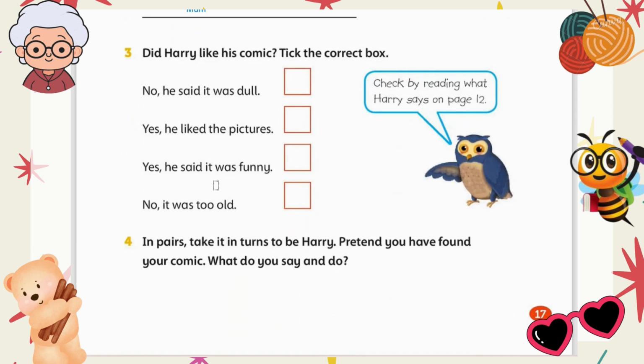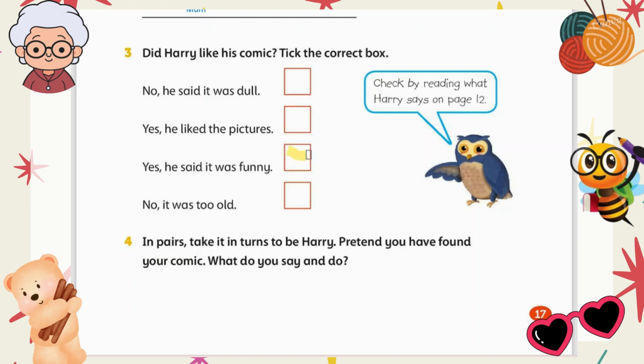Did Harry like his comic? For this also you have to refer back to the story, that is, check by reading what Harry says on page 12. This is the hint given. Tick the correct box. No, he said it was dull. Yes, he liked the picture. Yes, he said it was funny. No, it was too old. What do you think Harry said?